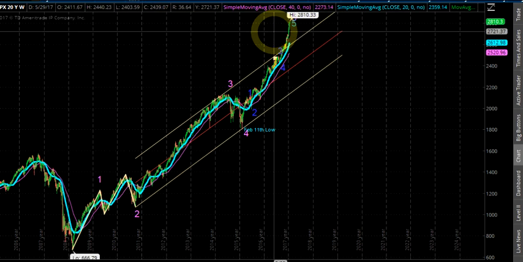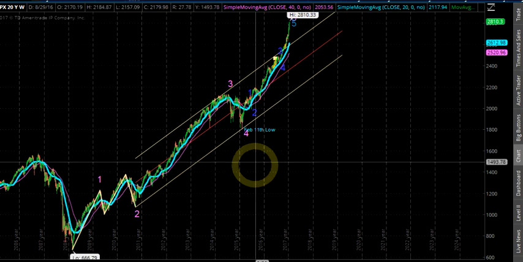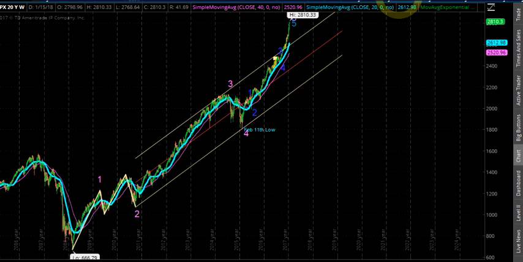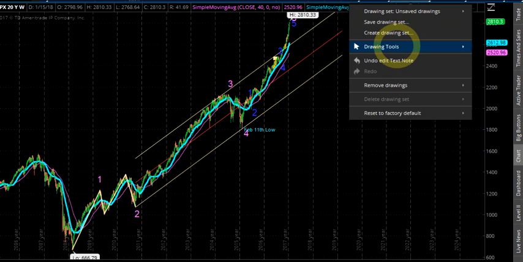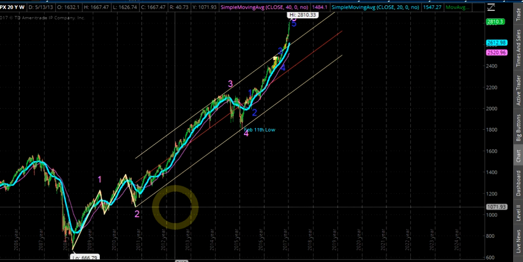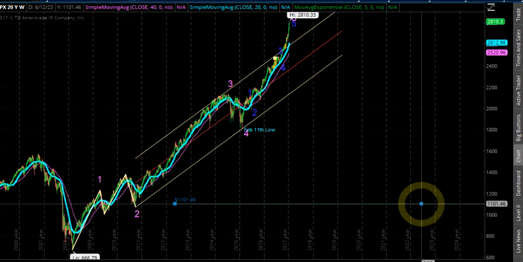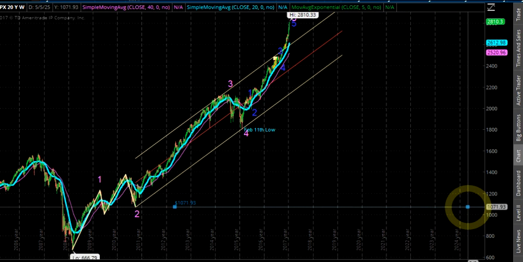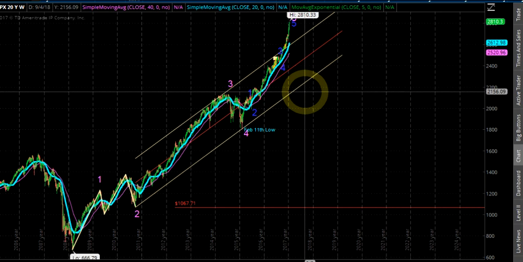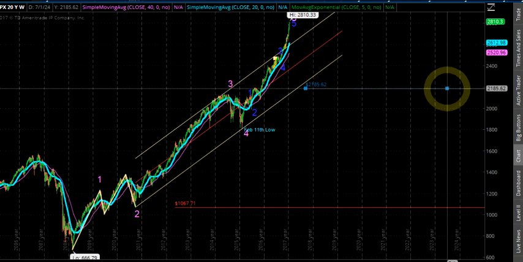You might be asking, well, when is all this wrong? And it's a good question. When all this is wrong is when, let me pull up a line here. If you take a line here from the bottom of wave 2, or let's just call that the beginning of wave 3, and you go to the end of wave 3, which is like right there.